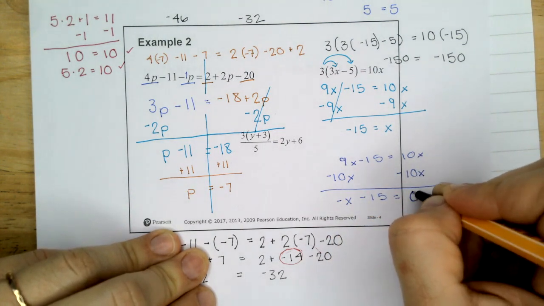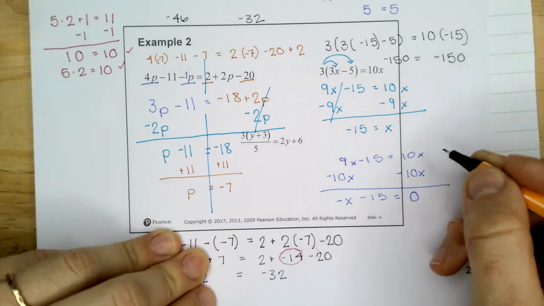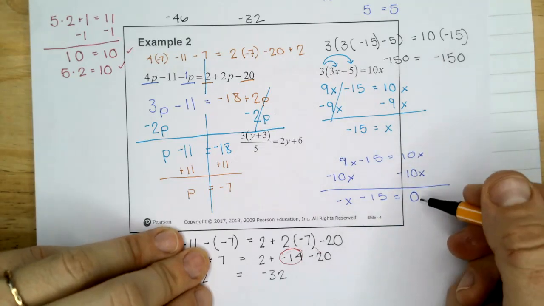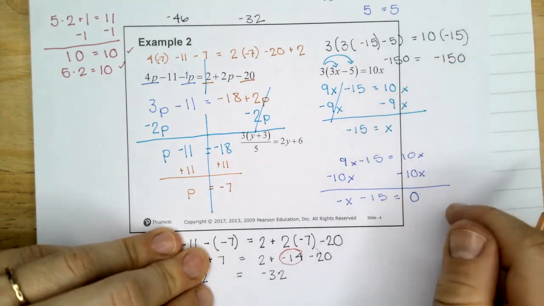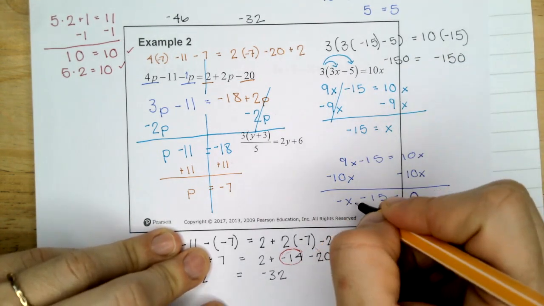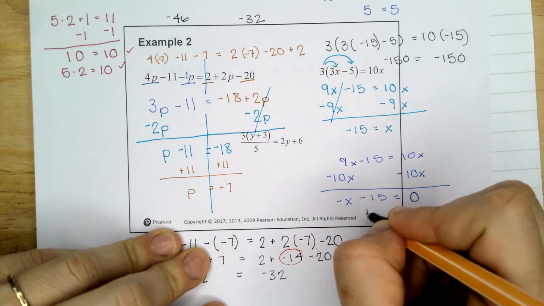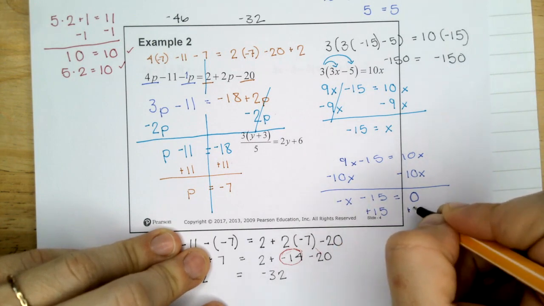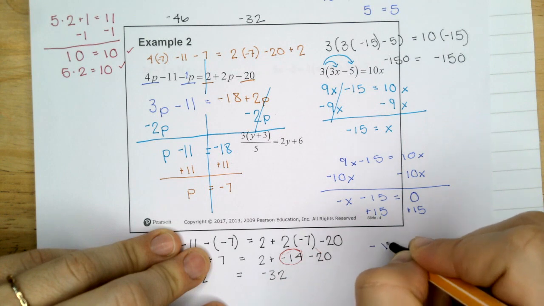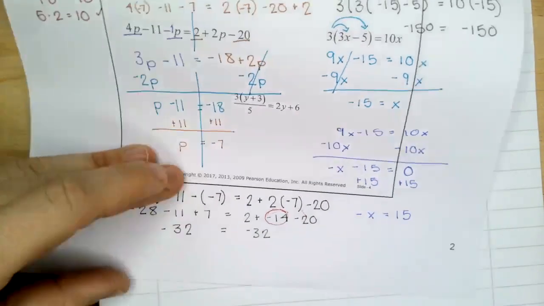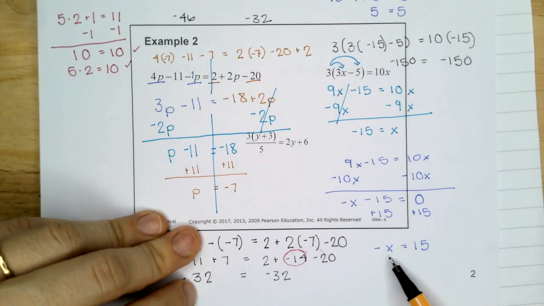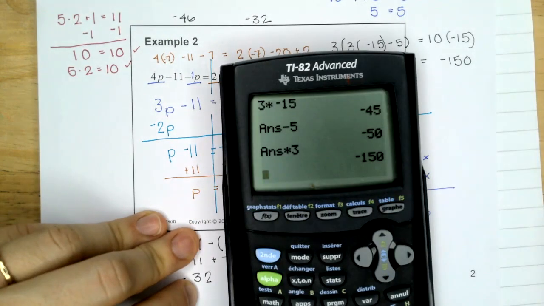10x is 0. When there's nothing else, here you can just put the 0 down because there's nothing on this side. If there's nothing, nothing is written with 0, right? Negative x minus 15. I'm going to add 15 to isolate the x. Negative x equals a positive 15, but I can't stop with a negative x, okay? What do I do to make a negative number positive?